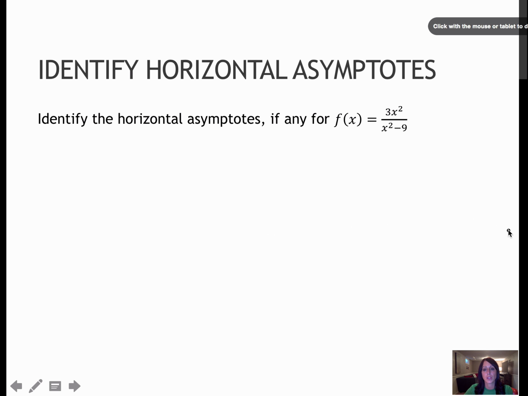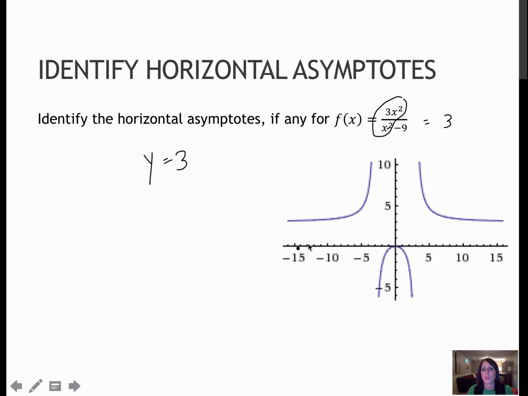Here's another one for us to try. So looking at this one, you see that we have the same value on top and on bottom. And if I were to reduce the x squareds, that would just give me 3. So y equals 3 should be my asymptote, which would be right here. And notice what's happening. Negative infinity, it approaches 3. Towards positive infinity, it approaches 3. We don't care too much about this other little section of our graph right now.